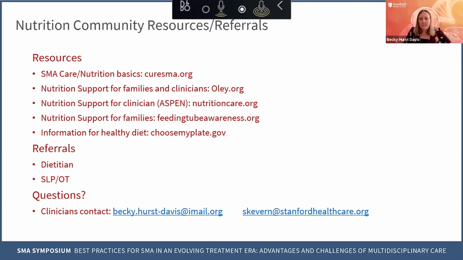Another question: what factors go into consideration on whether a non-sitter with modern SMA therapies gets a G-tube only or a G-tube and a fundoplication?